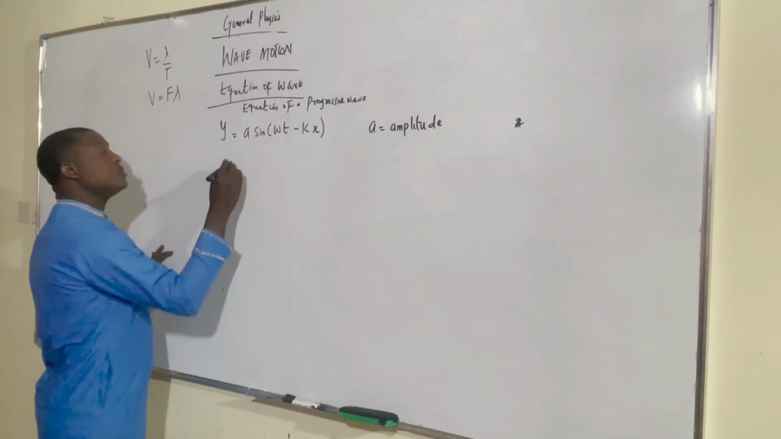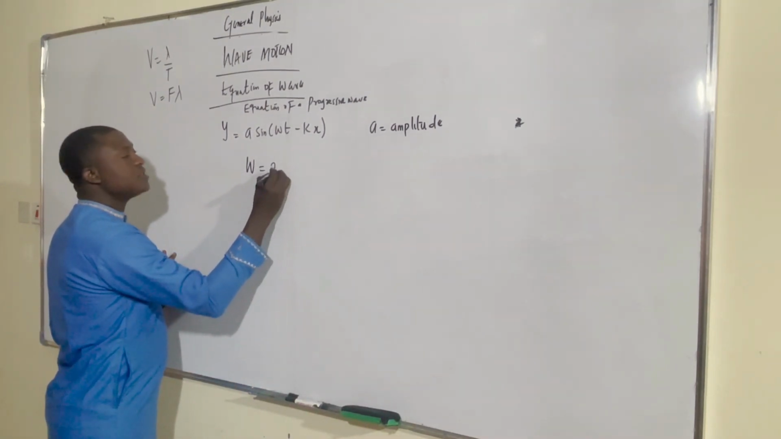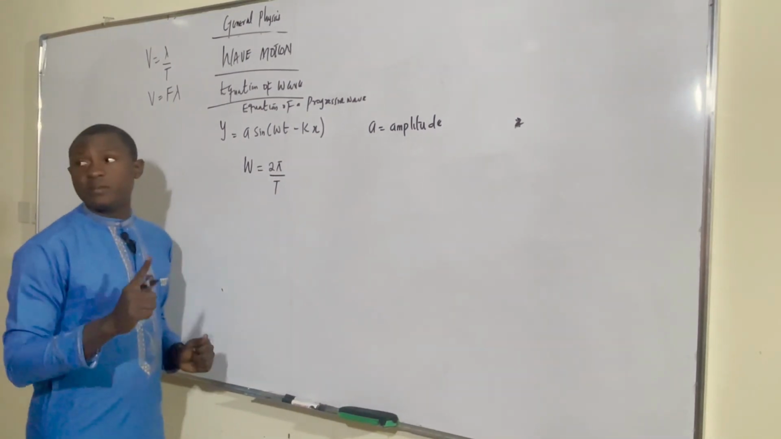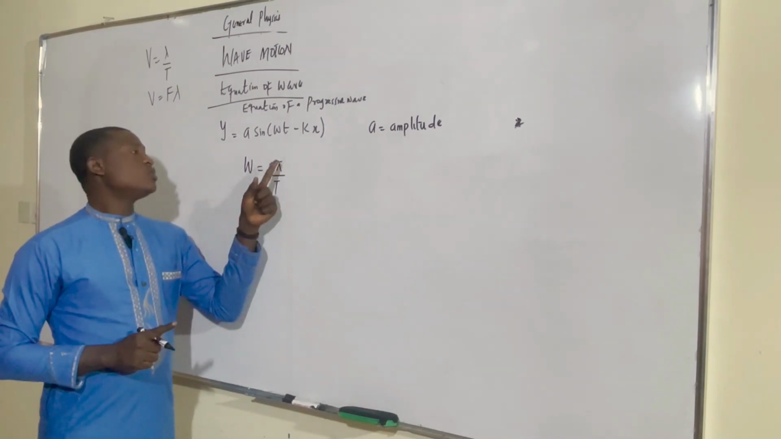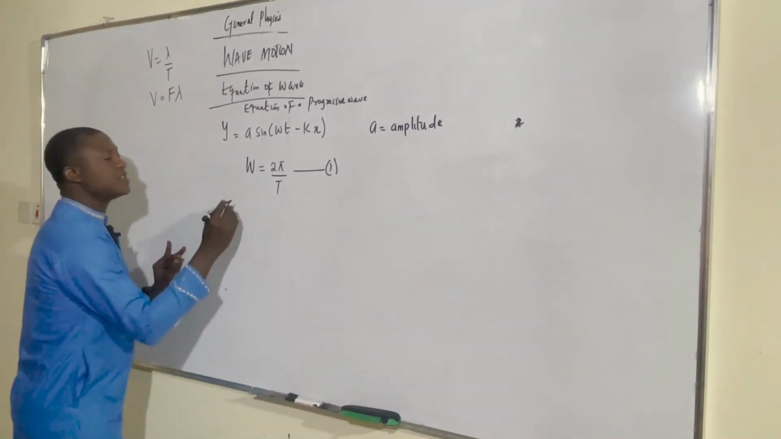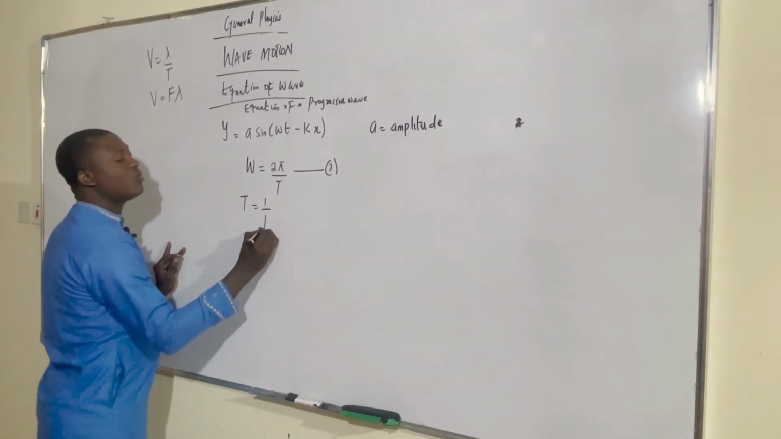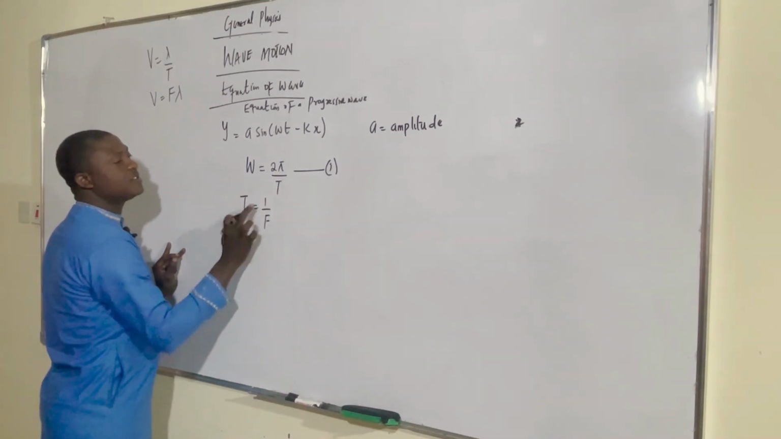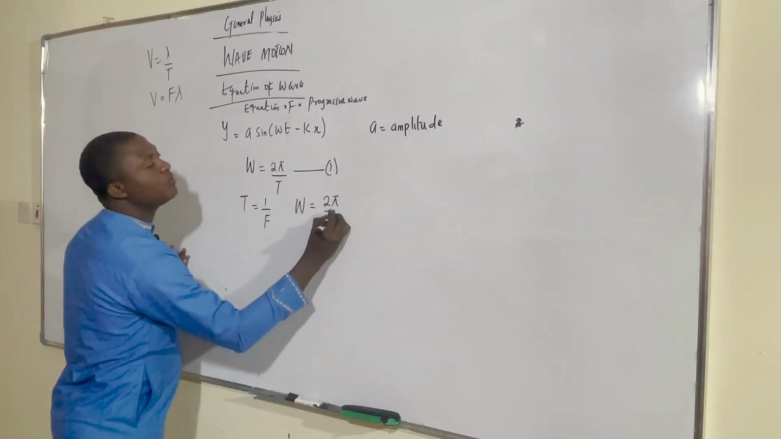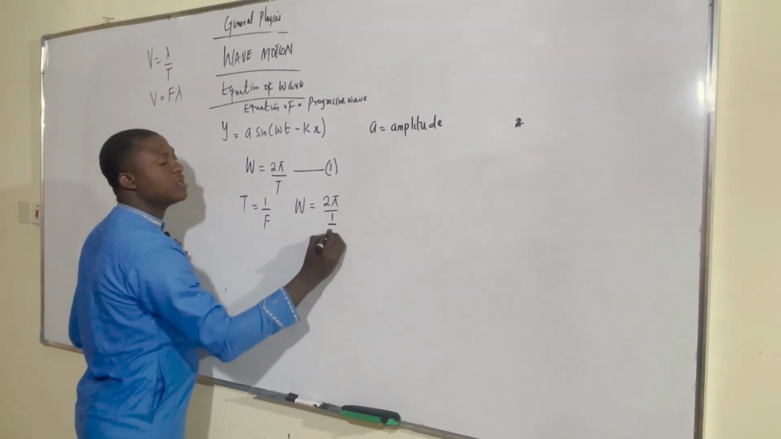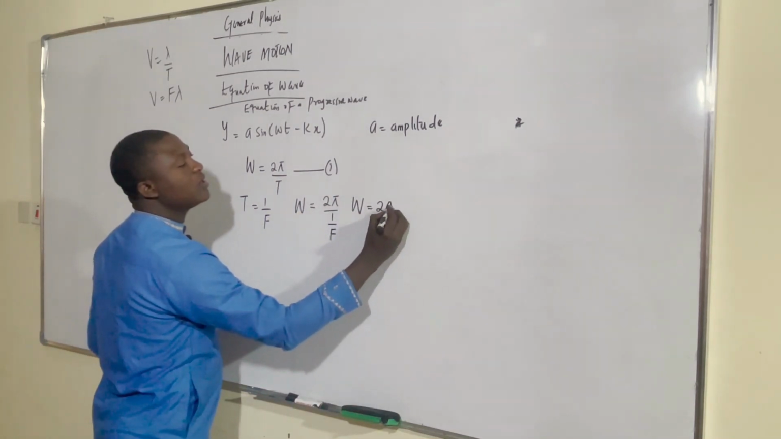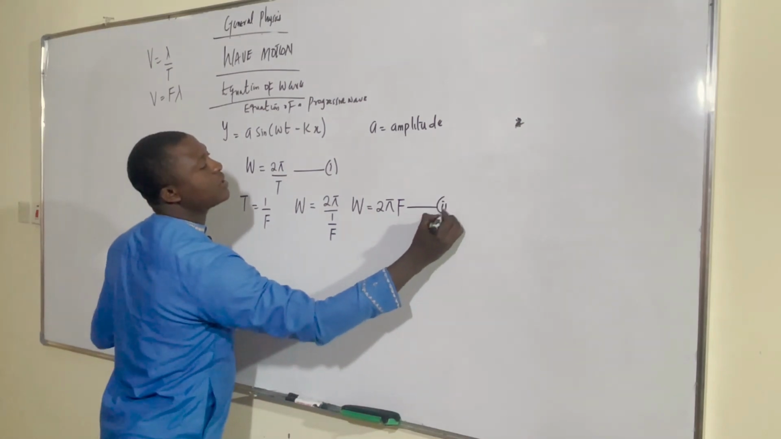From our motion, we know that omega is equal to 2 pi over T. You know why: 2 pi is one complete oscillation, per time taken. That's omega equals 2 pi over time. So this is equation 1. From what we mentioned earlier, period is the inverse of frequency. If I substitute the value of T into equation 1, we have omega equal to 2 pi over, instead of T, 1 over f. Now I can apply the law of reciprocal, meaning omega is equal to 2 pi f. Let's say this one is our equation 2.